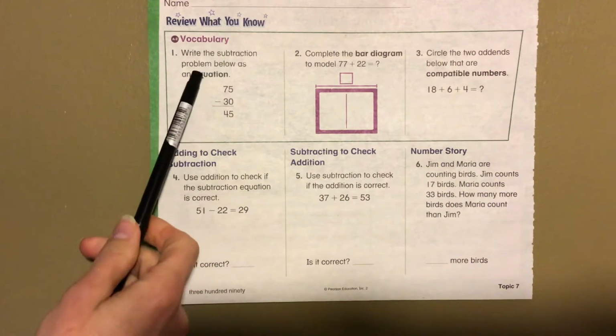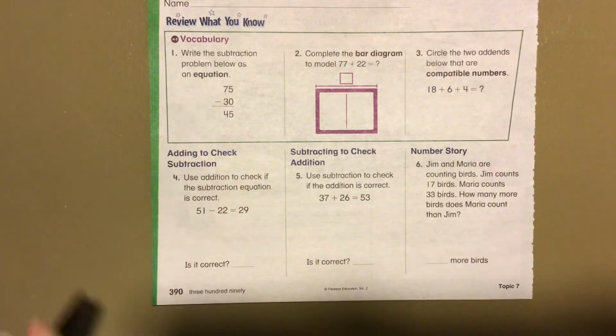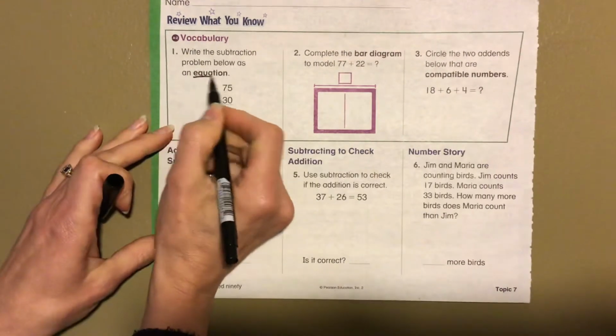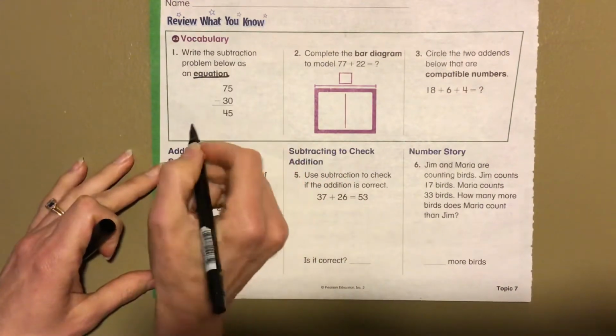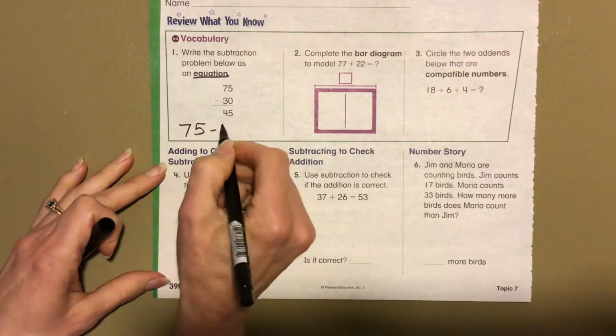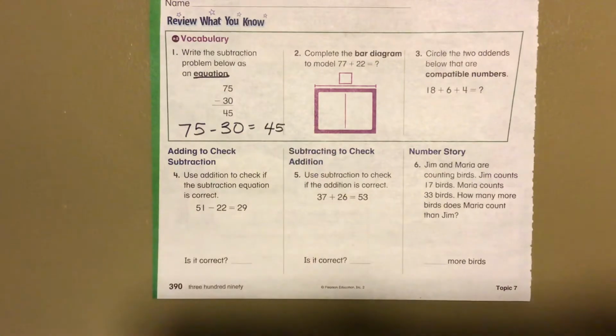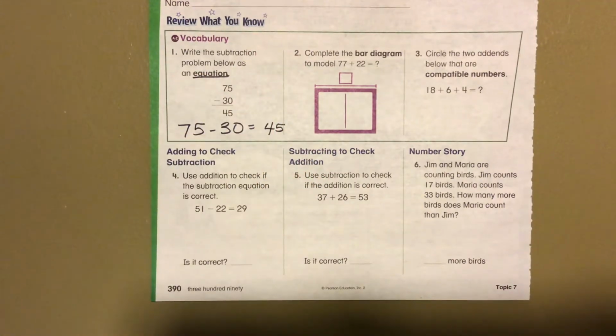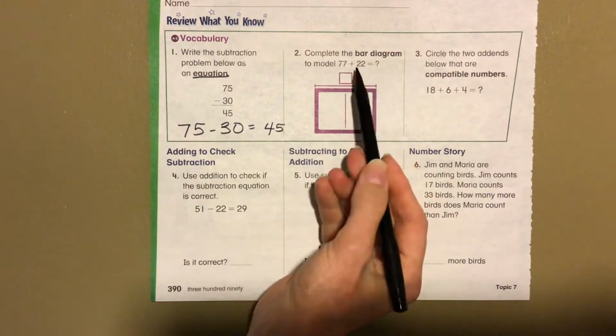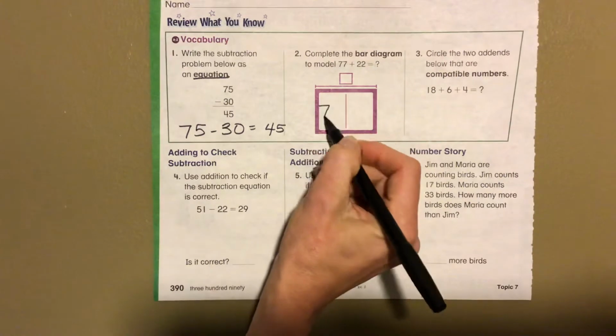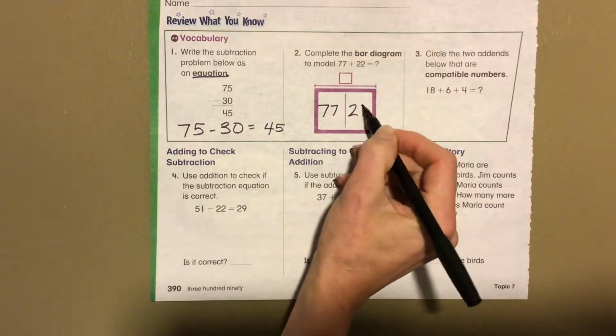Write the subtraction problem as an equation. So an equation is a math sentence. So we're going to write it 75 minus 30 equals 45 is our math equation there. Okay, let's take a look at the next one, the bar diagram. Okay, our bar diagram, complete the bar diagram to model 77 plus 22.